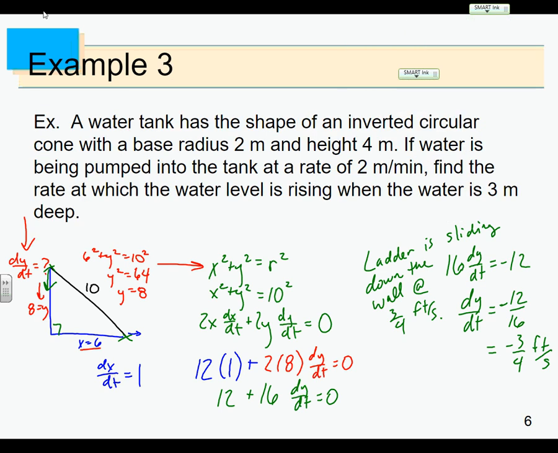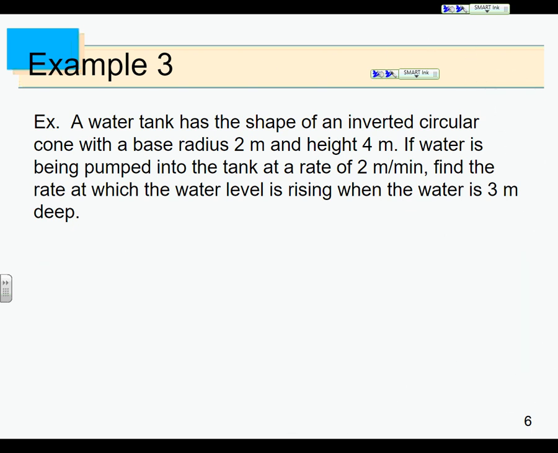I think I'm going to work all these for you. These are tougher problems, so we're not going to pause the video any today to work some out. If you want to, you can just jump ahead, because this is another geometry problem. It's talking about us having a water tank that has the shape of an inverted circular cone.